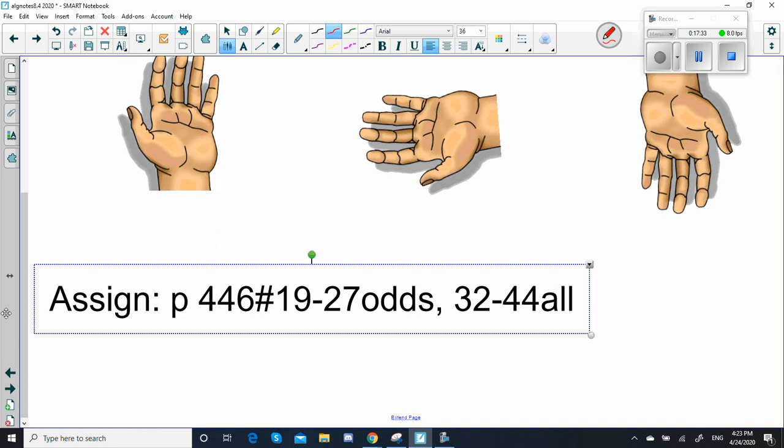All right, your assignment's on page 446, 447. You're doing the odds from 19 to 27, and then you're doing all of 32 through 44. So I'm assuming that the graphs are multiple choice since it's hard to graph in Big Ideas. Please do this online. It will take you much less time to do this online than it would on a piece of paper.